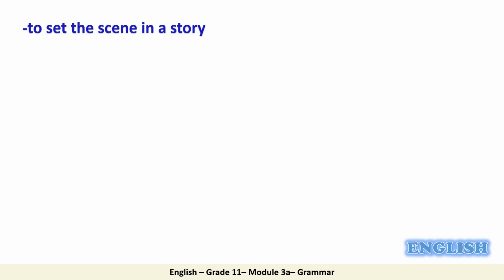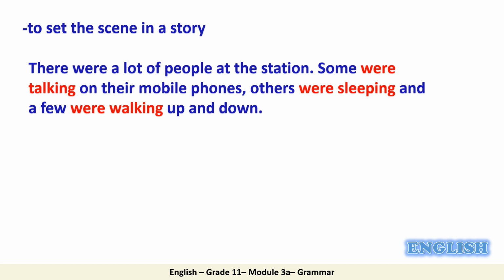To set the scene in a story. There were a lot of people at the station. Some were talking on their mobile phones, others were sleeping, and a few were walking up and down. So here we have three verbs in red. All of them are in past progressive.